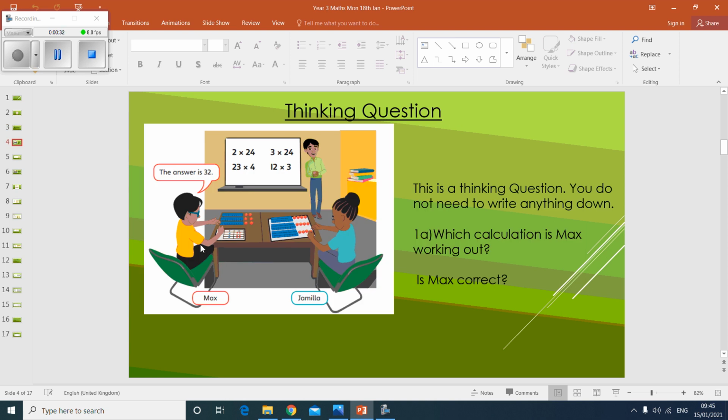So let's start off with a thinking question. We can see in the classroom on the board there are 4 questions and Max is saying that the answer is 32. But which calculation was Max trying to work out? And is he correct? Pause the video here while you have a think and then we'll look at how to work out the answer.